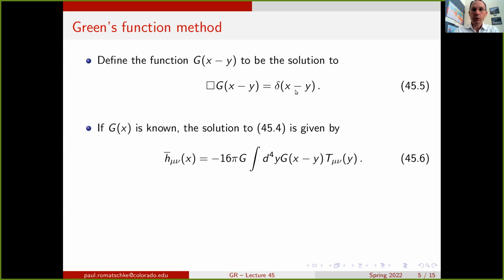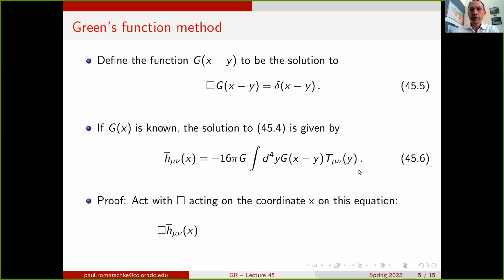If the solution g to this equation is known, then we can write down the solution to the inhomogeneous wave equation on the previous slide as follows. Then h bar is equal to minus 16 pi G times the integral over spacetime of this function g times the source term.